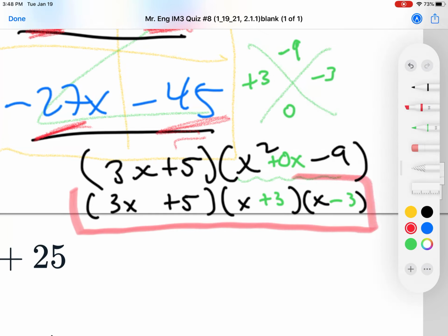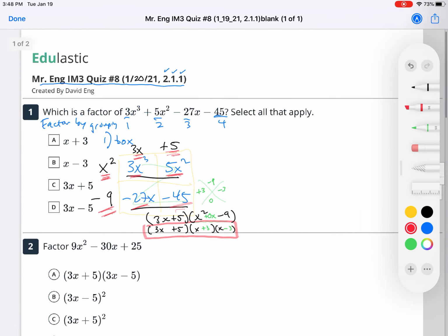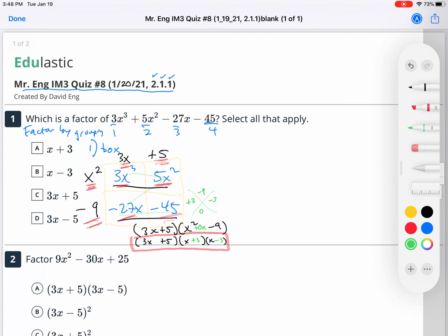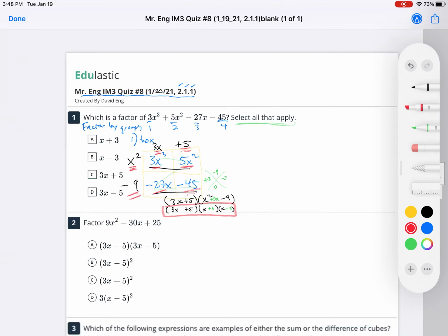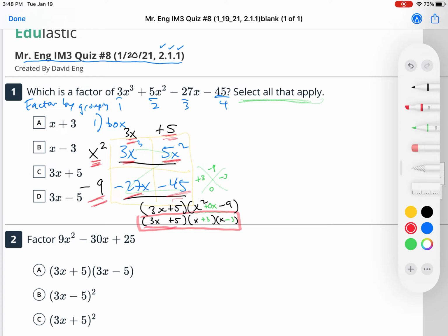So here is my answer. This problem says check all that apply, so it could be multiple ones. So 3x plus 5, this would be this one. And x plus 3 would be this one. And x minus 3 would be this one. I don't know how the computer grades it. It's 1 point, so I don't know what happens if you get 2 correct and minus 1. It just gives you a score. So I'll let the computer do that.